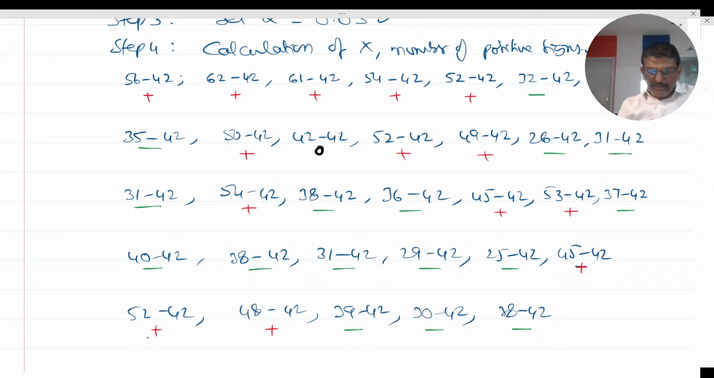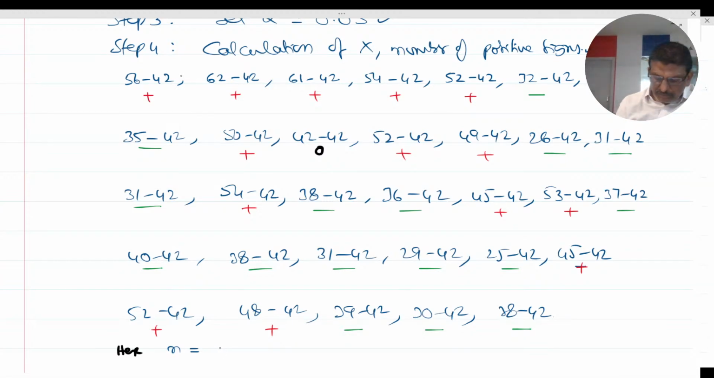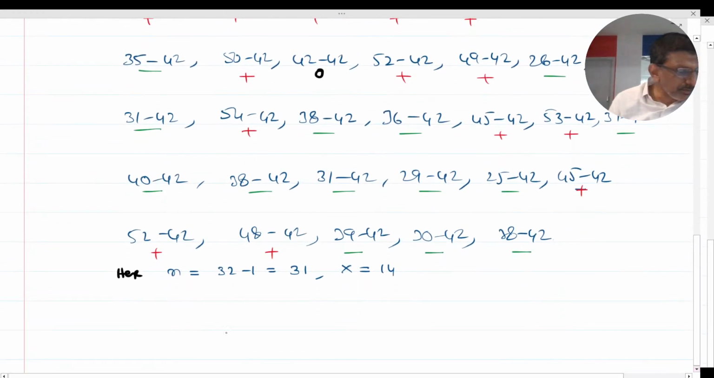Count the number of positive deviations. Here n is the number of positive deviations plus the number of negative deviations. N is equal to 32 minus 1 after dropping zeros, so N is equal to 31. X is the number of positive deviations, which is 14. Mainly concentrate only on positive deviations.